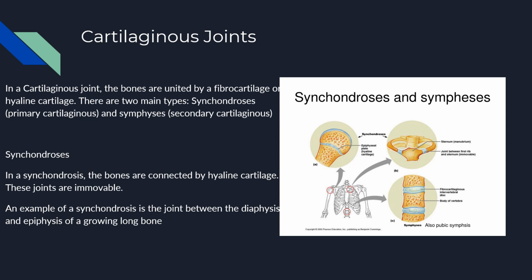Synchondrosis. In a synchondrosis, the bones are connected by hyaline cartilage. These joints are immovable. An example of a synchondrosis is a joint between the diaphysis and epiphysis of a growing long bone.